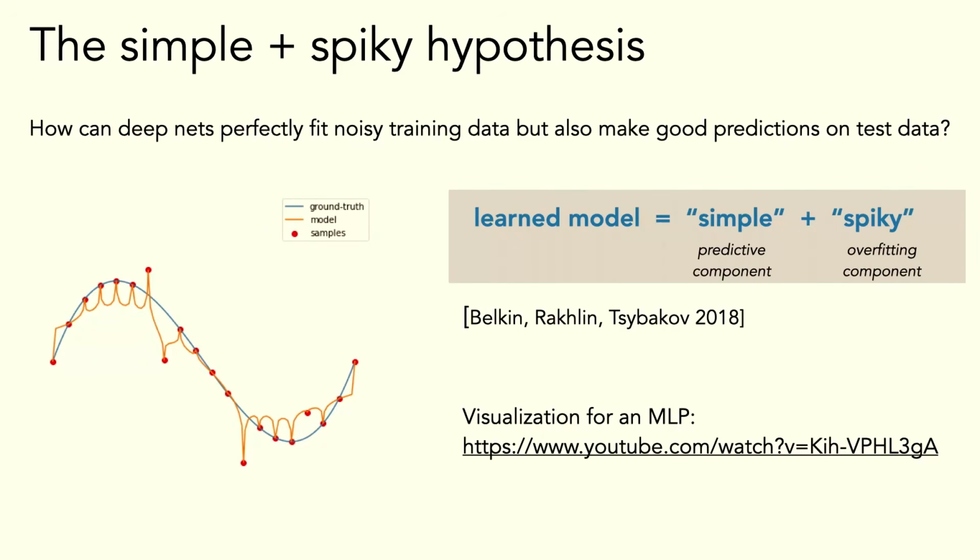OK, there's a nice visualization of this with an MLP that you can find at this link. It looks basically the same as what I'm showing you, but not quite as spiky. Deep nets always are a little bit messier than more classical models, so it's easier to see with this polynomial regression model.